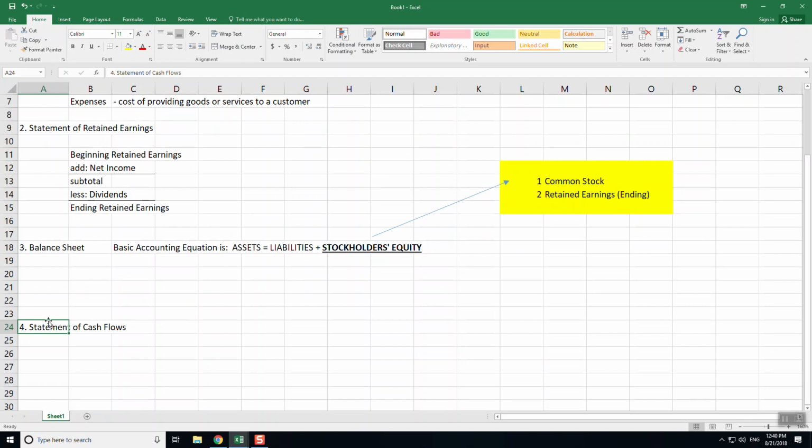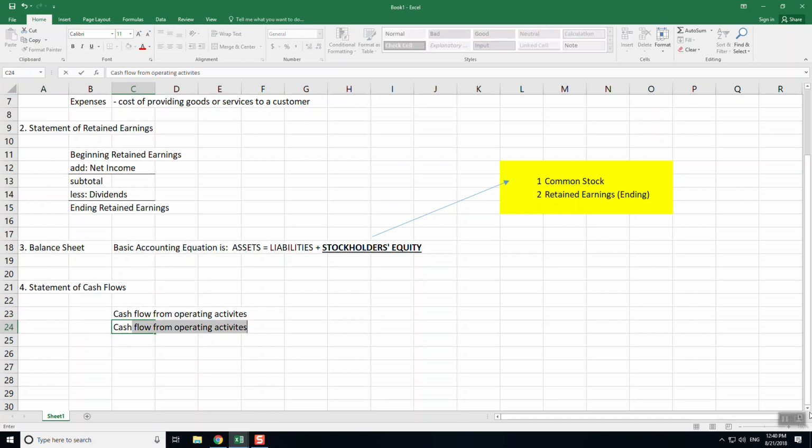Okay, and then the statement of cash flow, you need two balance sheets to do it. You need last year's balance sheet and you need this year's balance sheet. So that would be the reason why you have to do statement of cash flow last. And I'll just give you the sections, right? In the statement of cash flow, you're going to have cash flow from operating activities, cash flow from investing activities, and cash flow from financing activities.